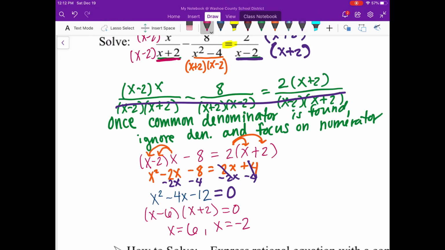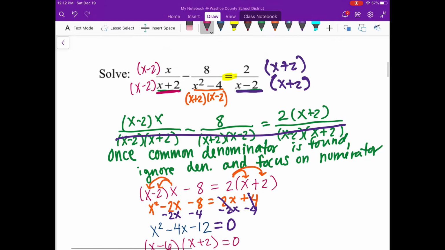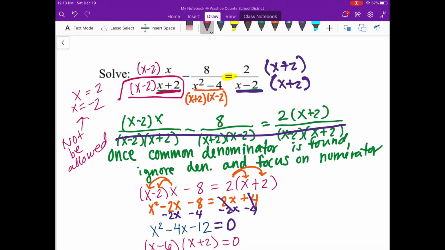Anything that makes the denominator 0 is not going to work out, and we're going to talk about these rules in a second. Looking at the denominator, there are two parts that would make the denominator 0. If I set these equal to 0, I would get x equals 2 and x equals negative 2. So these would not be allowed.